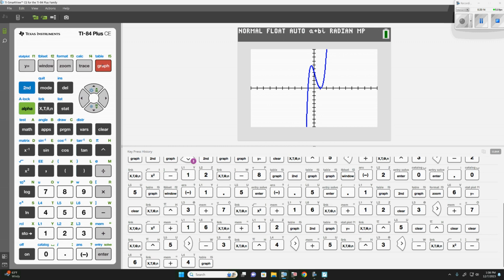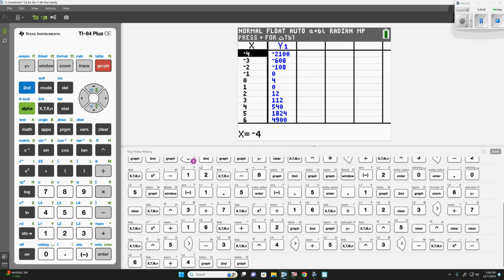So here we have 1, 2 for sure, possibly 3, because it looks like one of them does touch the x-axis but does not cross it. And the 2 zeros we have are at -1 and 1.